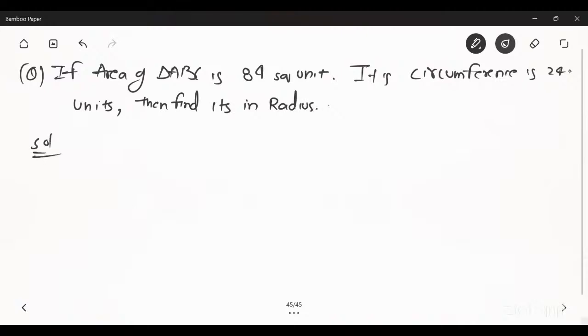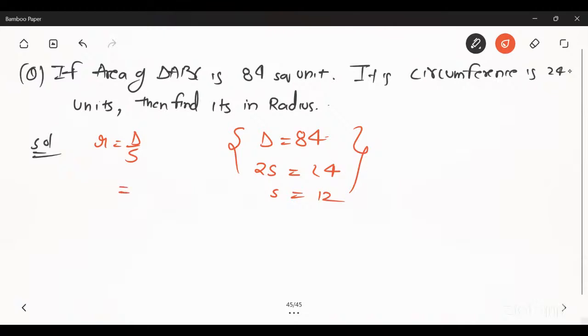So students, we have discussed in the previous slide that the formula of inradius is r is equal to delta upon S. And in the question, the area was given. That means delta is equal to 84, and circumference is generally your perimeter. So what is the perimeter? 2S is equal to 24. So the value of S will be 12. So put the value of delta and S here. Delta is 84 and S is equal to 12. So you will get the value of inradius is equal to 7.